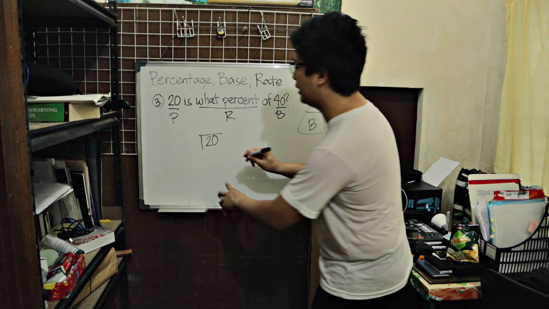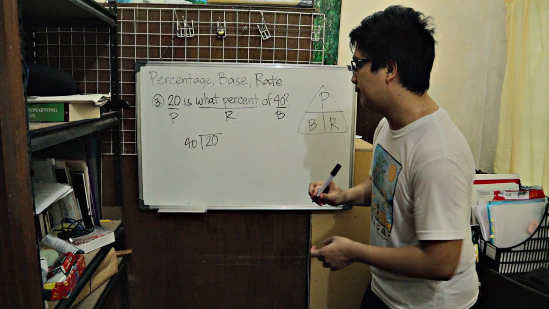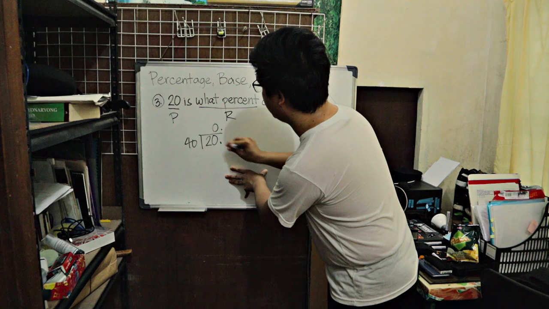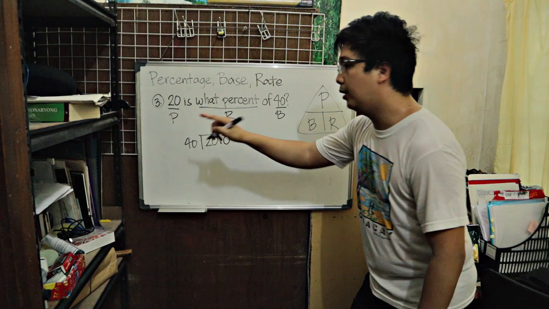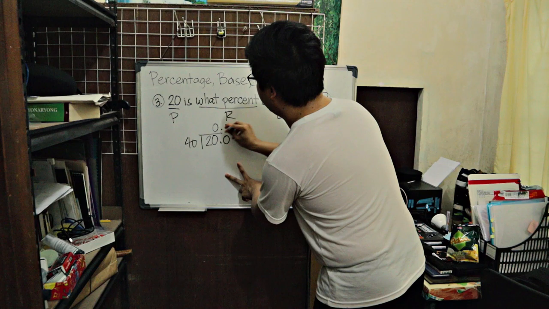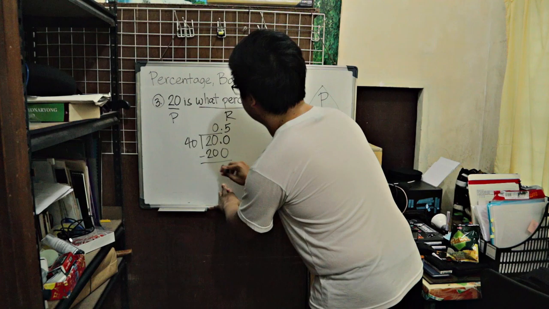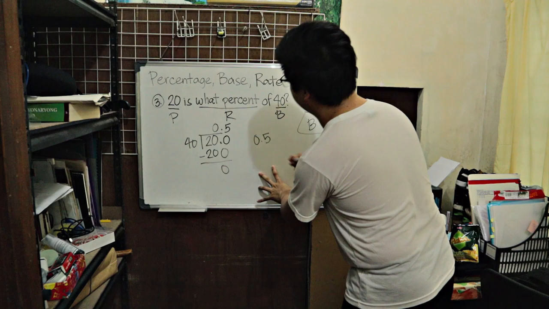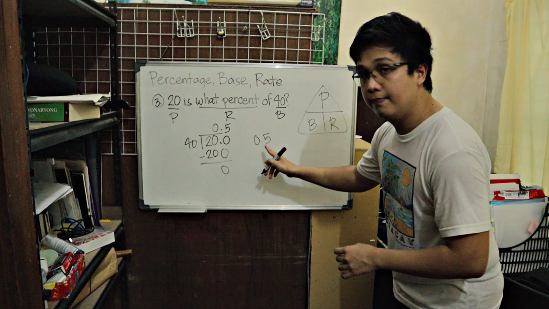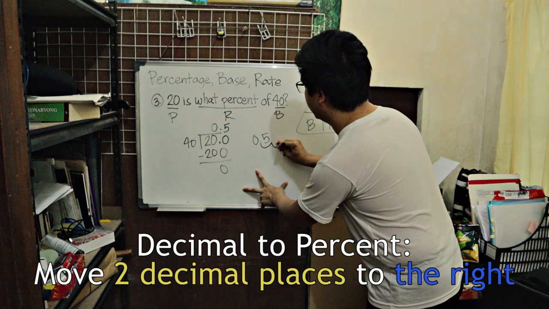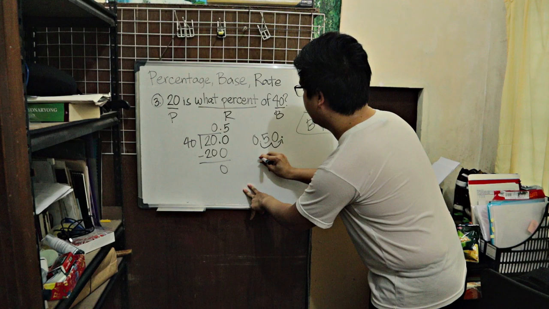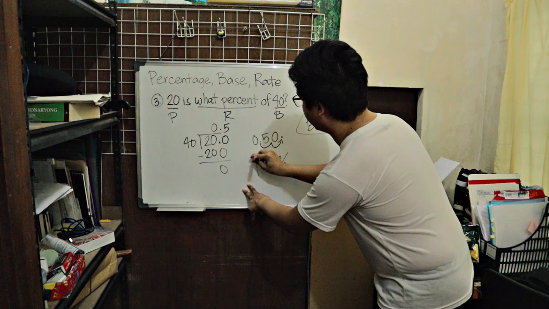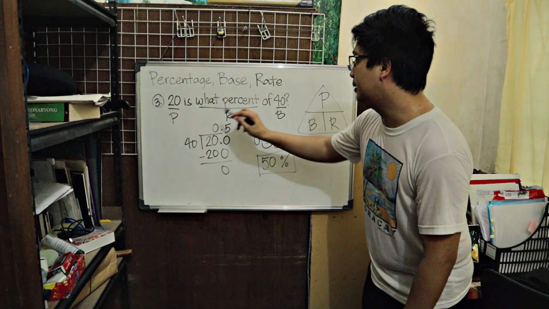20 divided by 40, we cannot do that. So, 0, and we continue to the right of the decimal point. So this one is a 0. 200 divided by 40, that is 5. 5 times 40, that is 200, subtract, 0. So our answer is 0.5. But this is not yet in percent form, so what do we do? To convert from decimal form to percent form, we simply move two decimal places to the right. So we add a 0 and place the decimal point, meaning it is 50. 50%. And that is the rate given the percentage and the base. That is how to solve it.